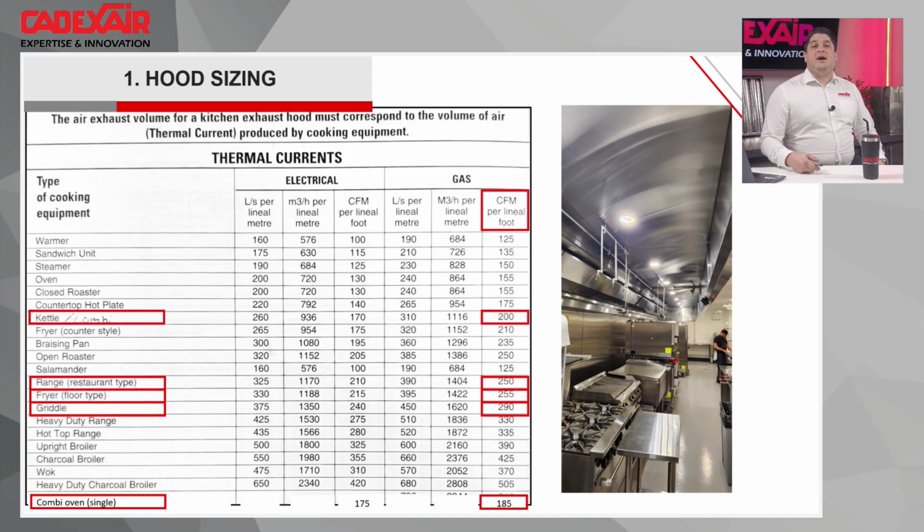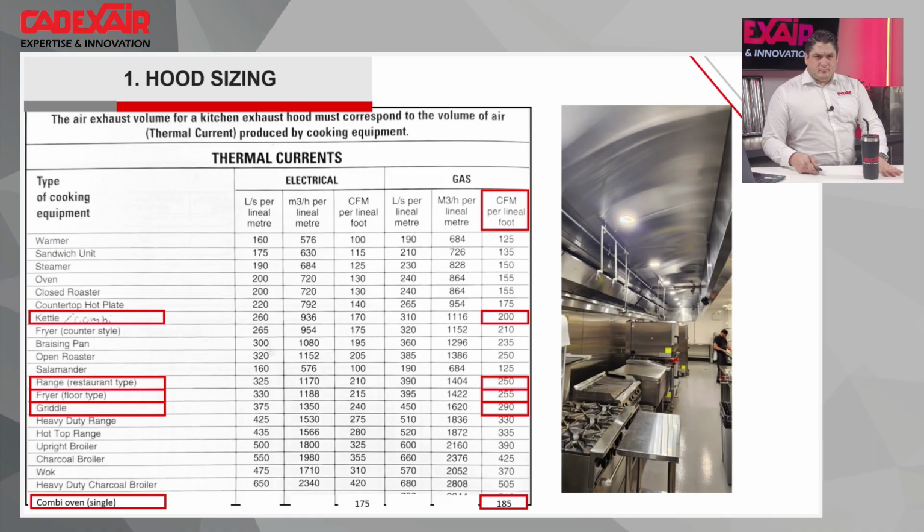So this is the old chart that we use at Cadexair, and it has been around for many years. We have gas and electrical equipment, depending on which one will be used, giving us a CFM per linear foot. The reason gas asks for a little bit more: if you take a griddle or a fryer, at the end you have a heat exchanger, so it's like a flamethrower in a tube, and after that all the combustion gas has to be exhausted too. So that's why we have a little bit more exhaust airflow from gas equipment than electrical equipment.